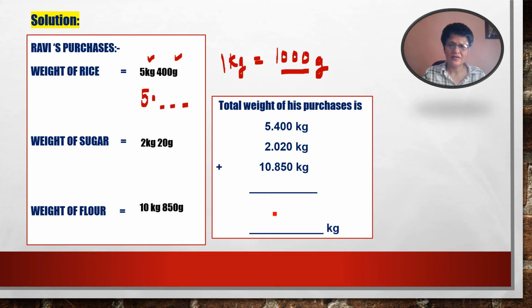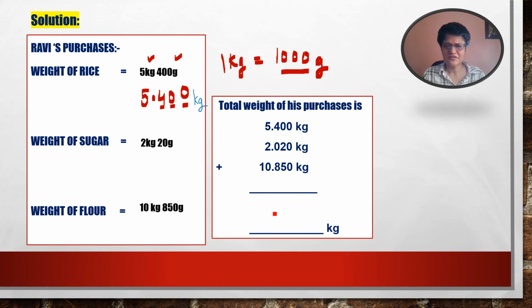So I will start writing from the last digit, that is 0. Then we will start from the right: 0, 0, 4. After that I will write the unit, and the unit will be kilograms. Let me write it neatly. Since the space is less, I'll take the other pen and write kg here. Have you learned how to convert?